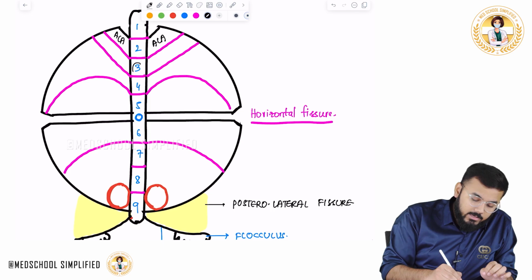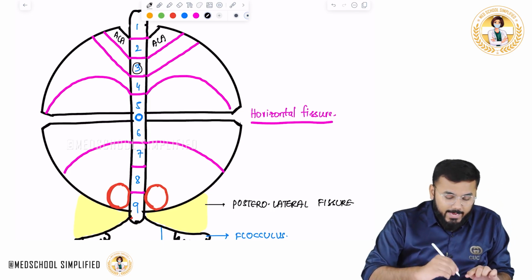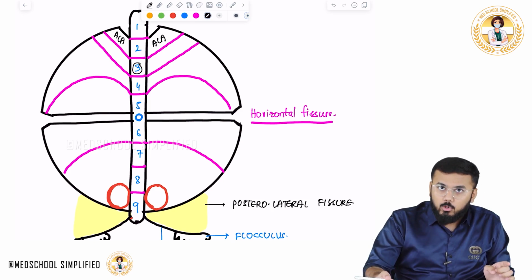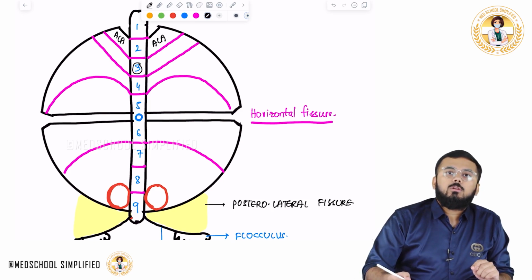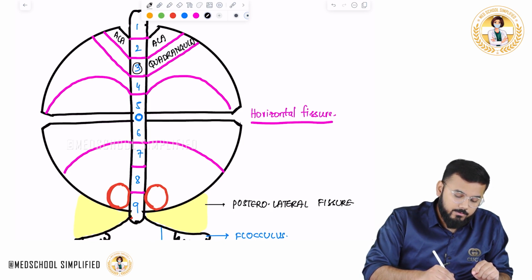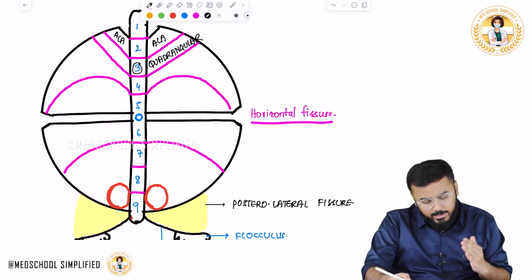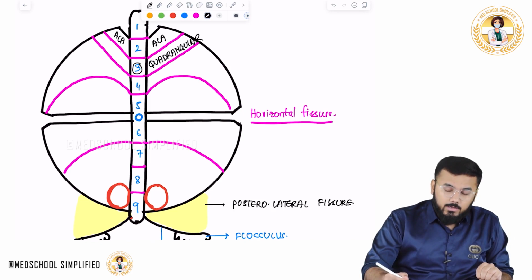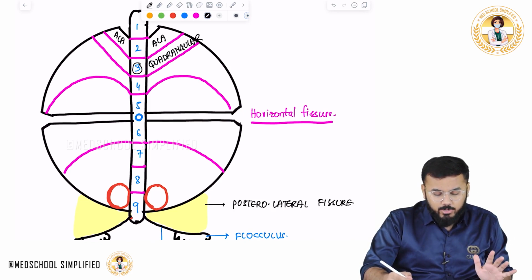So this center one is the third lobule of your vermis. Accompanying the third lobule, on the right and on the left, we have two more lobules. These two more lobules are called quadrangular lobules. So this is called the quadrangular lobule, and even on the right side you have this quadrangular lobule, right? So this is something very important which you need to know.